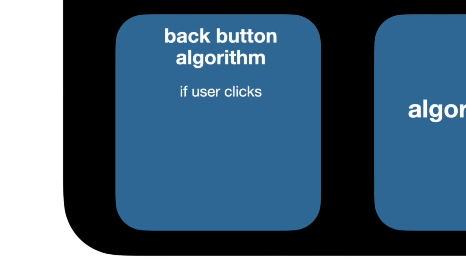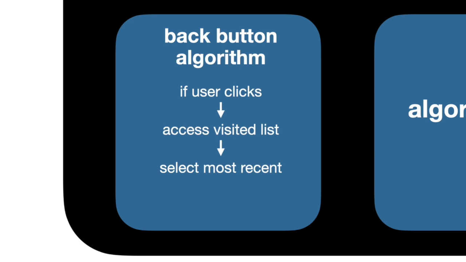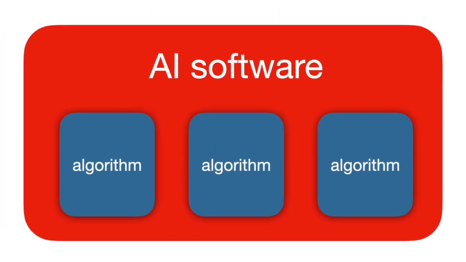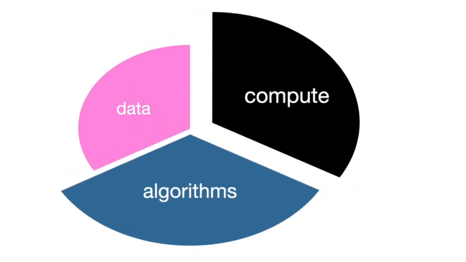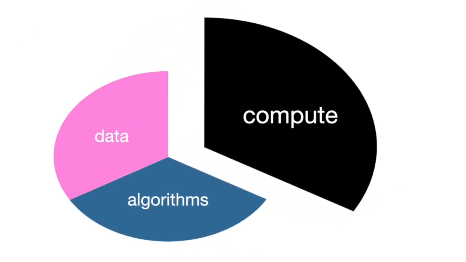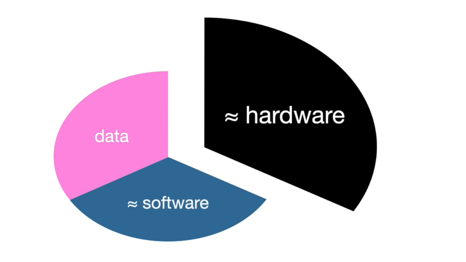That algorithm would go something like this. If the user clicks, then access the list of all visited websites, then select the most recent item in that list, and then load it on the main browser window. Likewise, AI software is like any other type of software. It is also made up of algorithms. The next element is compute, which again is just the specialist term to refer to something you know very well, hardware. If algorithms can be seen as the software aspect of LLMs, compute is the hardware aspect.